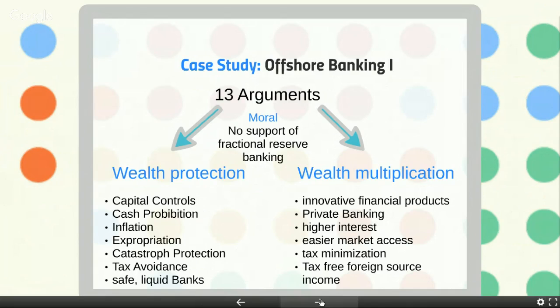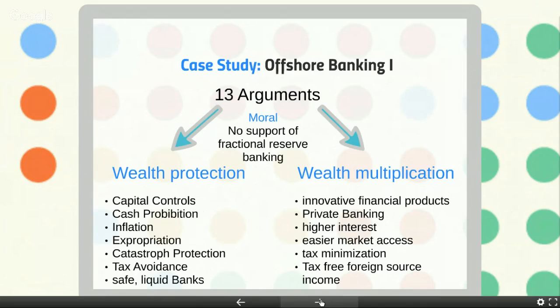But there are a lot of banks as well who just finance themselves over fees, over other issues, who just have 100% capital themselves. And if you don't believe in fractional reserve banking, then this moral argument might be valid for you as well. But from a utility perspective, there is the wealth protection aspect. So you can escape from capital controls, from cash prohibitions, from inflation, from expropriation. You can protect yourself against catastrophes, which might shut down banks in your country.